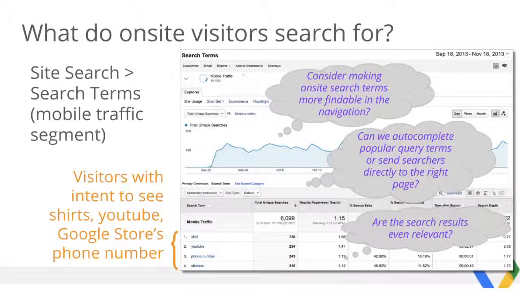Given that site search shows thousands of attempts in the last few months, questions we start asking are, Should we consider making on-site search terms more findable in the navigation? Can we autocomplete popular query terms or send searchers directly to the right page rather than a list of results? Are the search results even relevant?